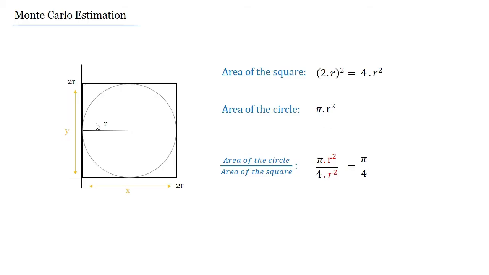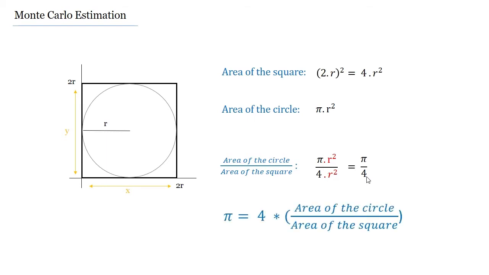Let's assume that we have a circle of radius r which is inscribed in a square. Therefore, this means that the sides of this square will be equal to 2 times r. Using this information, we can compute the areas of the square and the circle and also compute the ratio between the two, which will be equal to pi over 4. And this is already a nice formula to approximate pi with. We only need to find a good representation for the areas of the circle and the square.